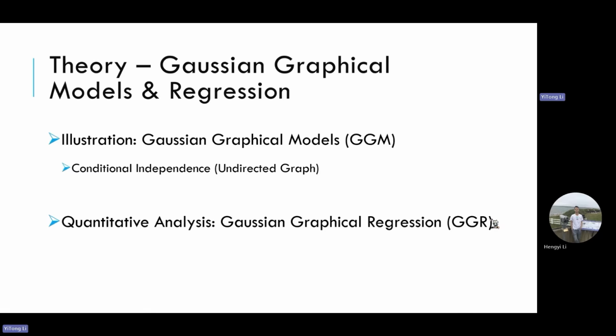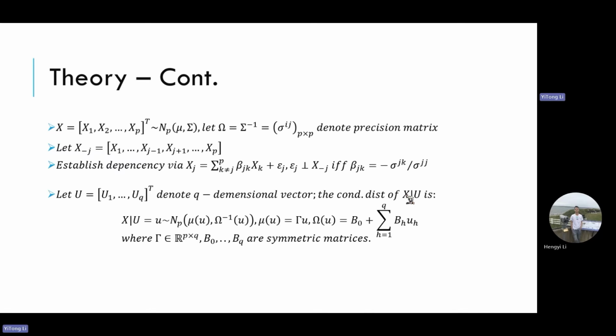A covariate is a variable that affects a response variable but is not of interest in the study. So here's the setup. Define the p-dimensional random vector x minus j and the precision matrix. Establish the dependency by this equation. Here we are replacing the regular response variable y in the linear regression with one of the xj variables, and conclude that epsilon j is independent of x minus j if and only if beta jk satisfies this equation.